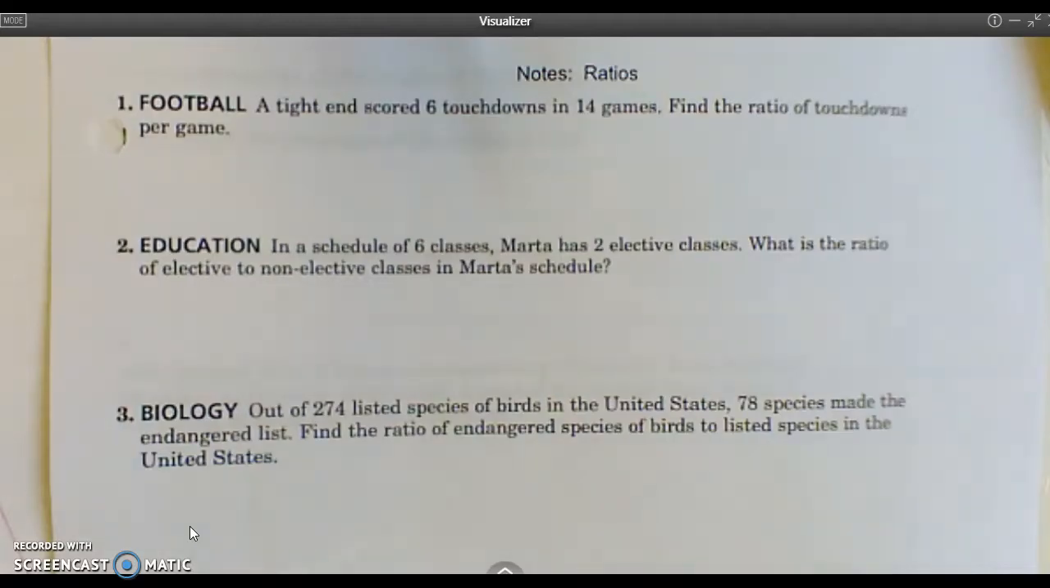So number one, it says a tight end scored 6 touchdowns in 14 games. Find the ratio of touchdowns per game. So when you're trying to find the ratio, it says find the ratio of touchdowns, and it doesn't say touchdowns compared to what. So you do kind of have to figure that out, but basically I think it would be touchdowns compared to not touchdowns.